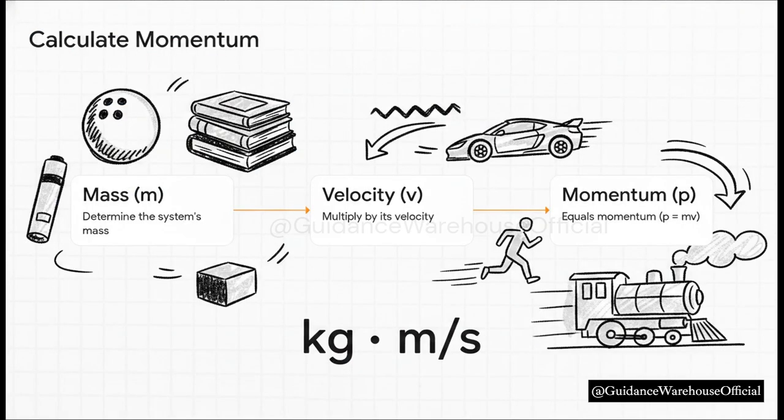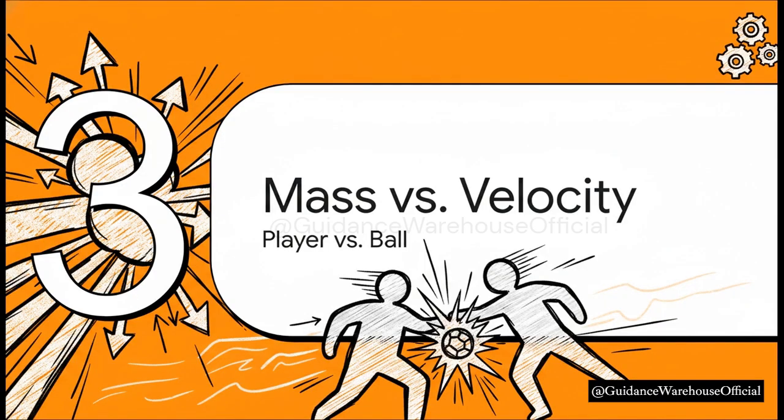Let's actually build this out step by step so you can see the mechanics of it. Step 1, we take the mass, which we represent with a lowercase m. Step 2, we multiply it by the velocity, v. Step 3, that gives us our momentum, which physicists represent with a lowercase p. So the absolute golden rule here is p = mv. And hey, quick note for your notes. Because we measure mass in kilograms and velocity in meters per second, the official standard unit for momentum is the kilogram meter per second.